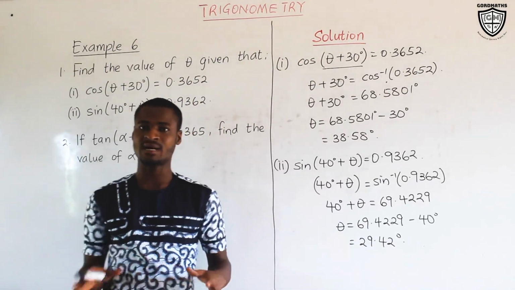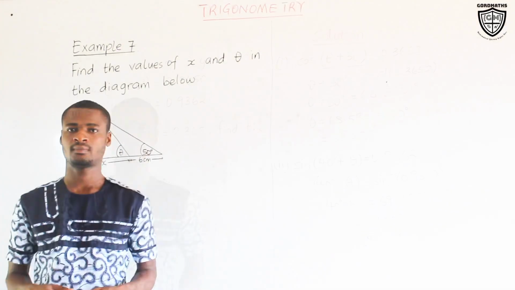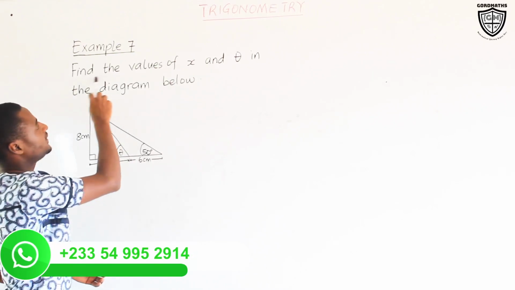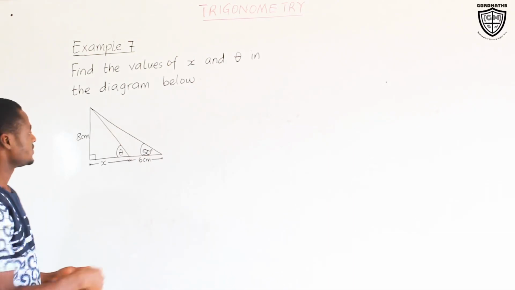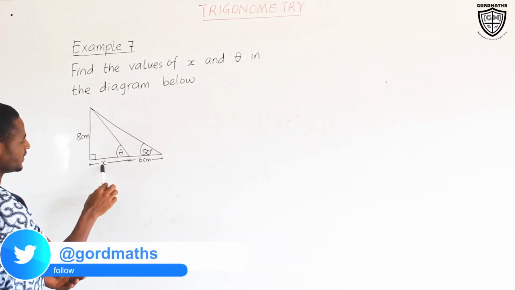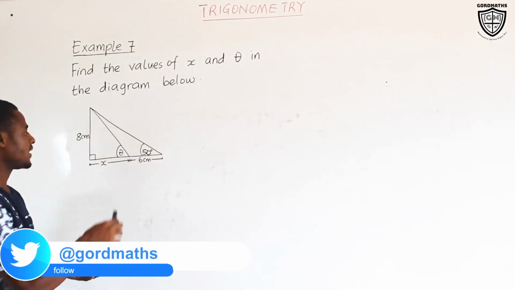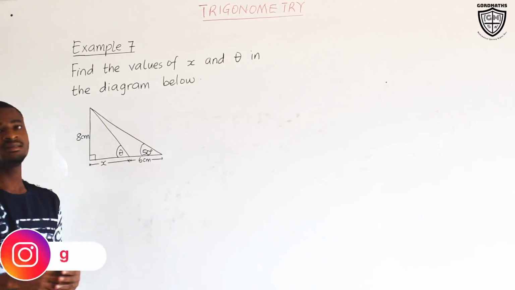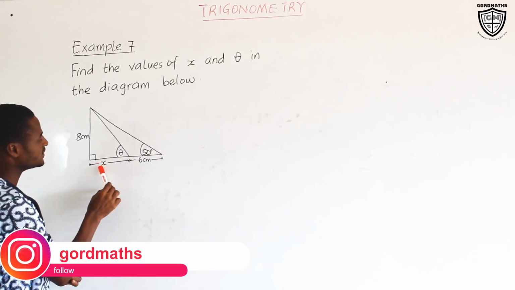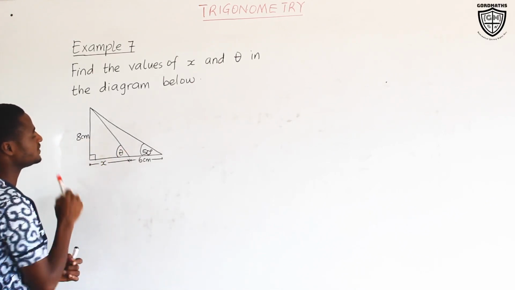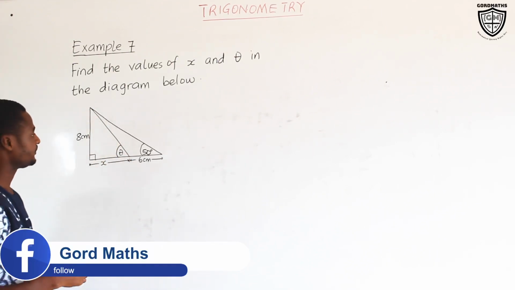We'll take our last example for this lesson. Find the values of x and theta in the diagram below. So in this diagram, we have x and then we have an angle theta. We want to find the values of x and then theta. Now, it will be observed that x, theta, and then 8 centimeters are in a certain right angle triangle.